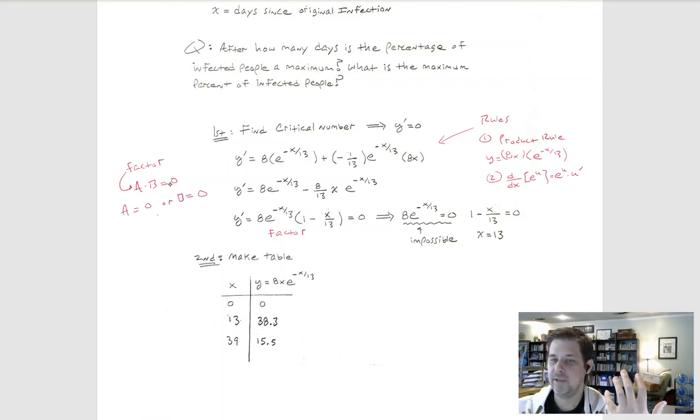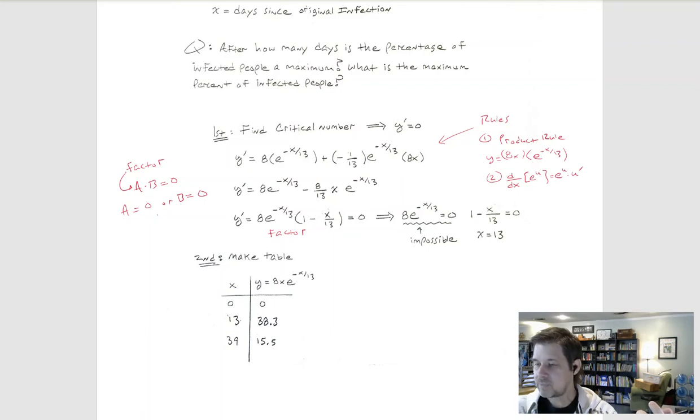The only way to multiply and get 0 is to multiply by 0. So one of those things has to be 0. So when I factored the derivative and set it equal to 0, the principle from there says either this first thing is 0 or this second thing is 0. That's just what it says, because that's how you multiply to get 0.